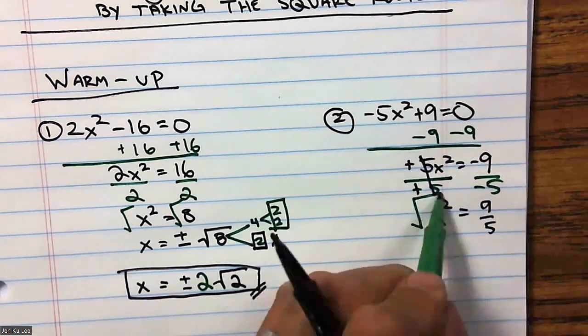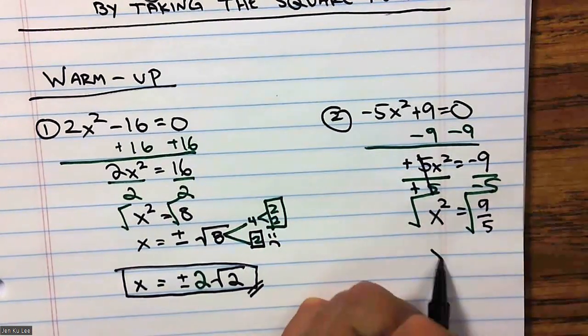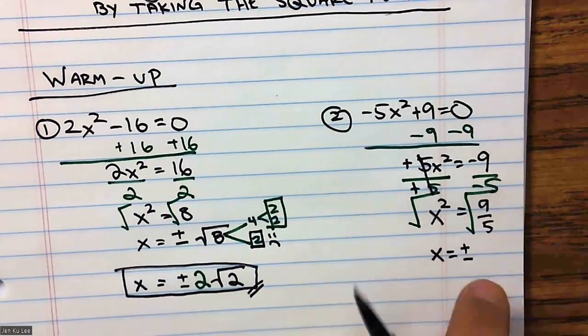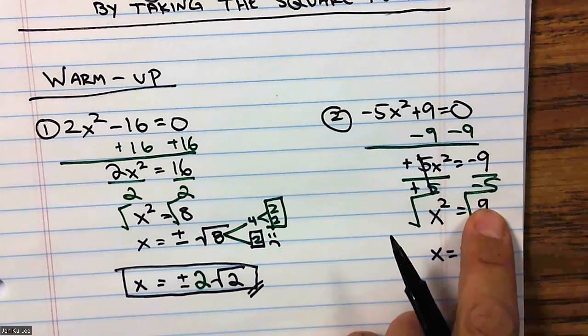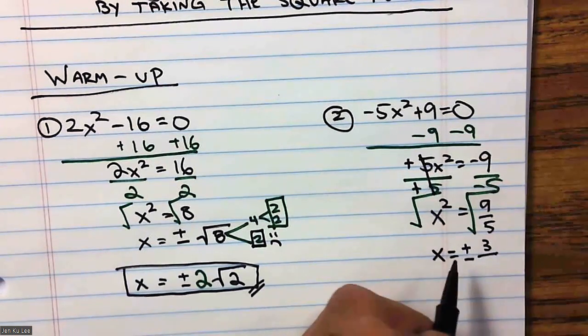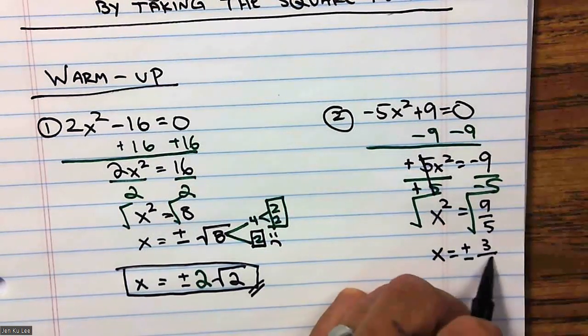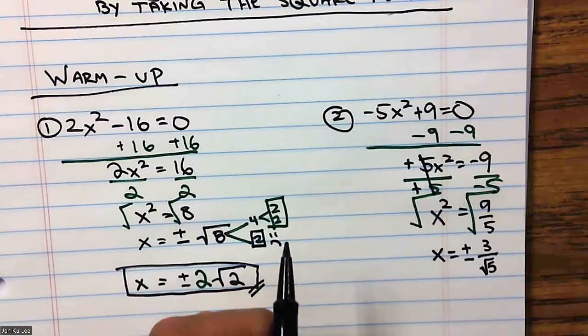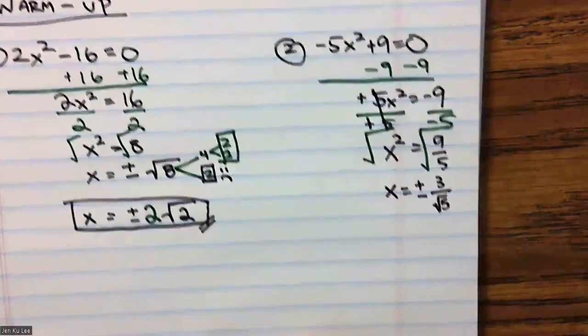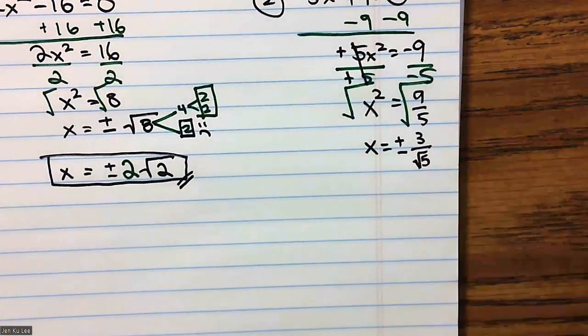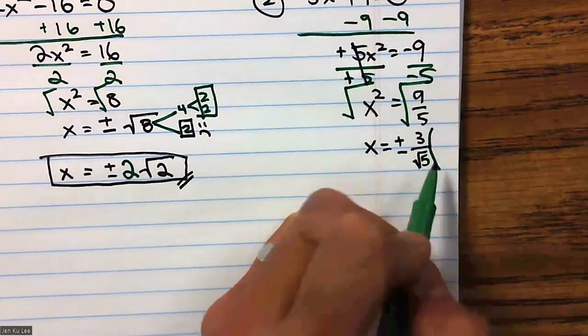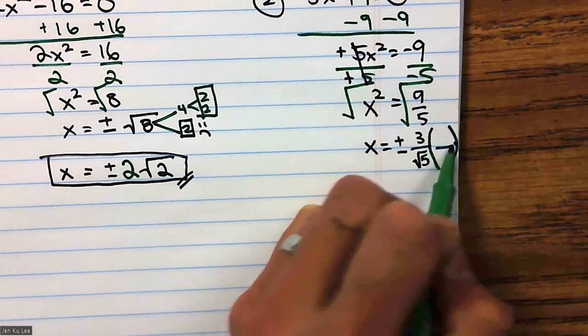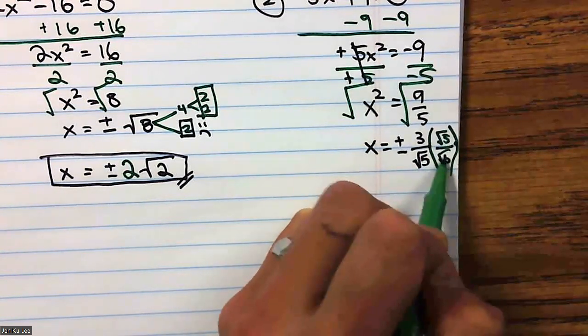So now I can square root both sides again. And then x would equal plus or minus, what's the square root of 9? 3. Square root of 5, I can't do anything with. So that's just the square root of 5. But remember, class, what's wrong with this answer? Yes, you cannot have a square root in the denominator, right? So how do I get rid of it? Multiply it by square root of 5 over square root of 5.